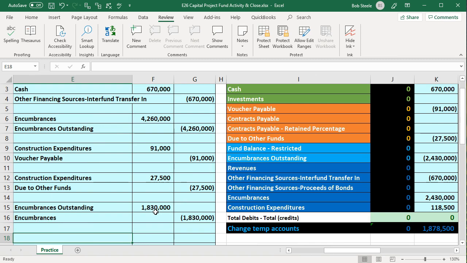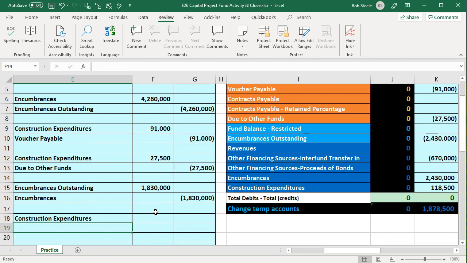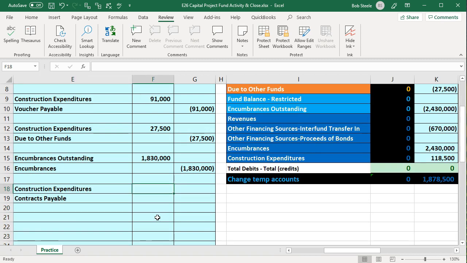So let's record that. We're going to be in E18 equals the construction expenditure. And then below that, we're going to have the contracts payable because it's a bill we haven't paid yet. So we're going to put it into the contracts payable. We'll be using the same amount here, that being the $1,830,000 and the $1,830,000. So this will be more of our standard type of transaction if we didn't have the fact that we needed to do the encumbrance before we did this one.